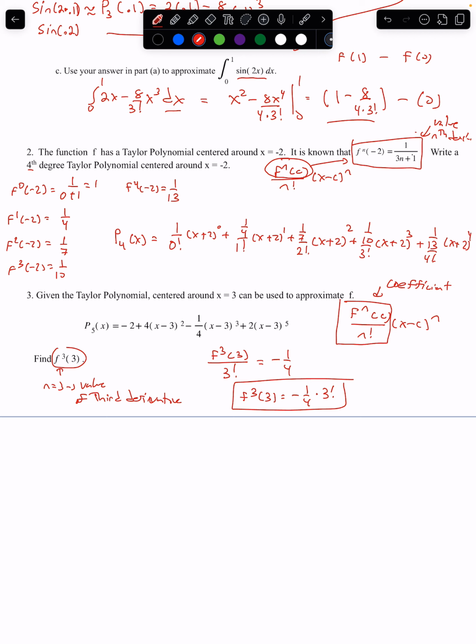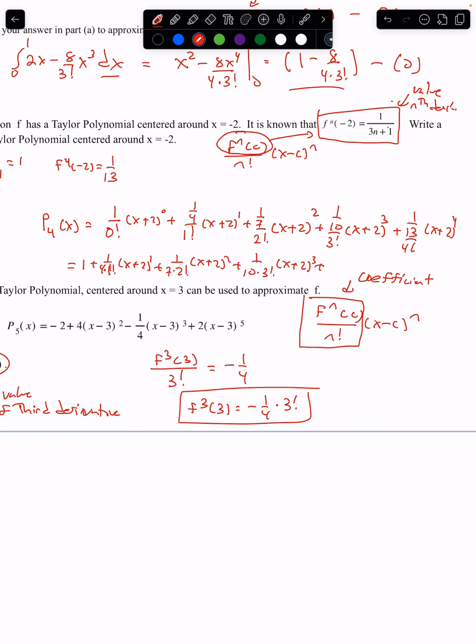And of course, you can rewrite this if you want to simplify. This is just 1 plus 1 over 4 times 1 factorial, x plus 2 to the first, plus 1 over 7 times 2 factorial, x plus 2 squared, plus 1 over 10 times 3 factorial, x plus 2 cubed, and then the last one, of course, being plus 1 over 13 times 4 factorial, x plus 2 to the fourth. And that would be our Taylor, as simplified as we want to get it.